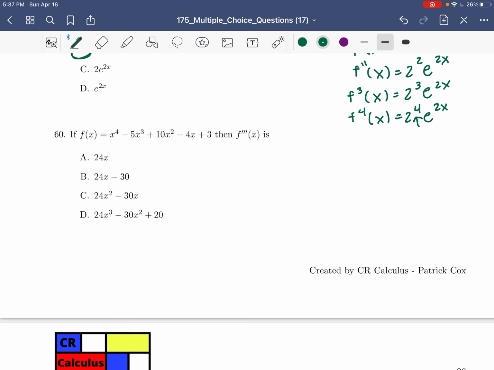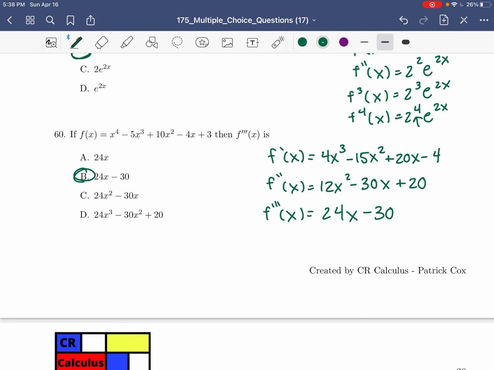And then 60, here we're looking for the third derivative. We're just going to actually do this one. So our first derivative should be 4x to the third minus 15x squared plus 20x minus 4. Second derivative, 12x squared minus 30x plus 20. Third derivative, 24x minus 30. So our answer is B.